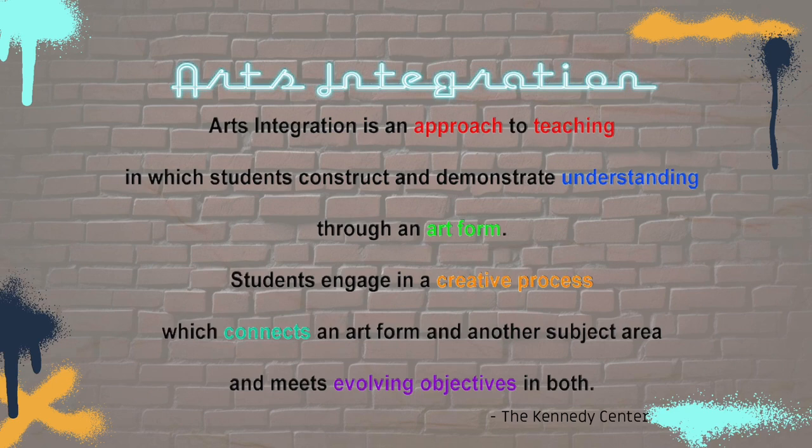We always love to start with our reference definition from the Kennedy Center. So we need to remember that arts integration is an approach to teaching in which students construct and demonstrate understanding through an art form. Students engage in a creative process which connects an art form and another subject area and meets evolving objectives in both.